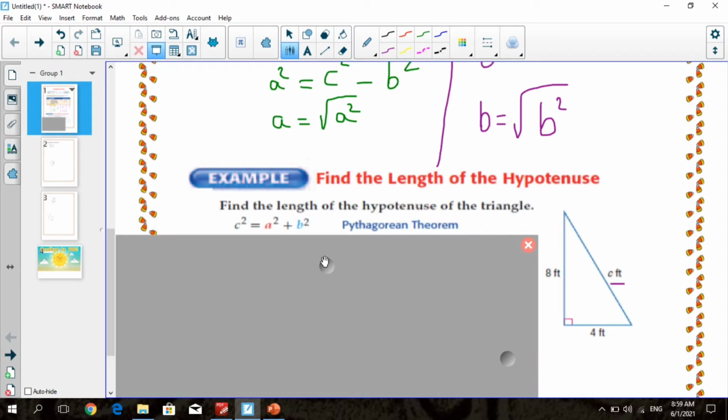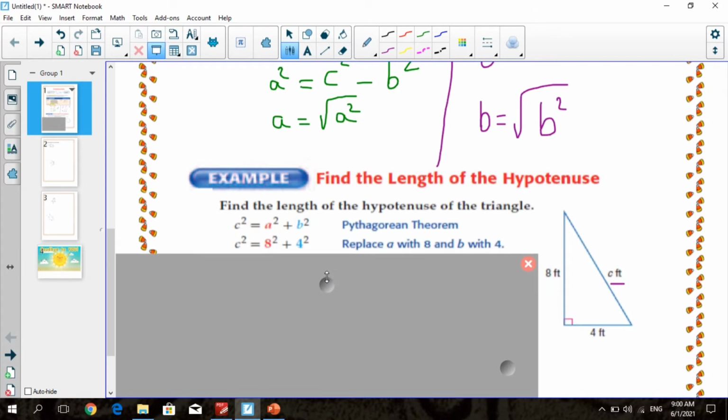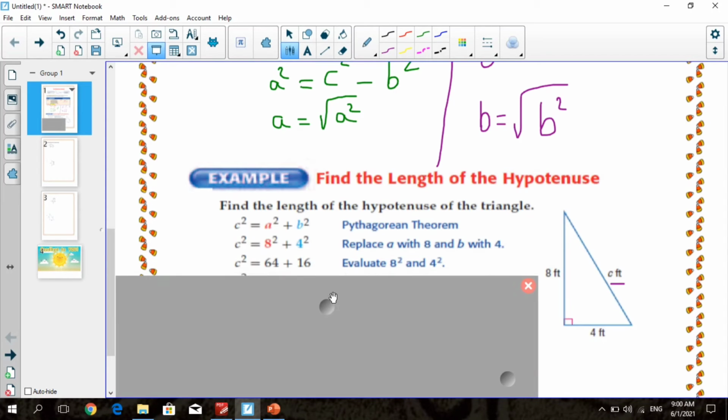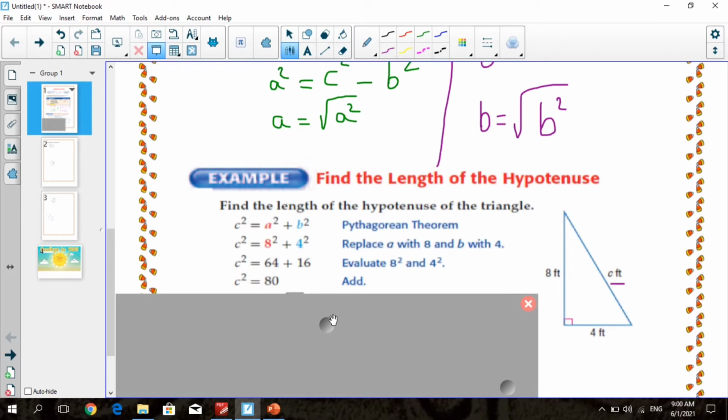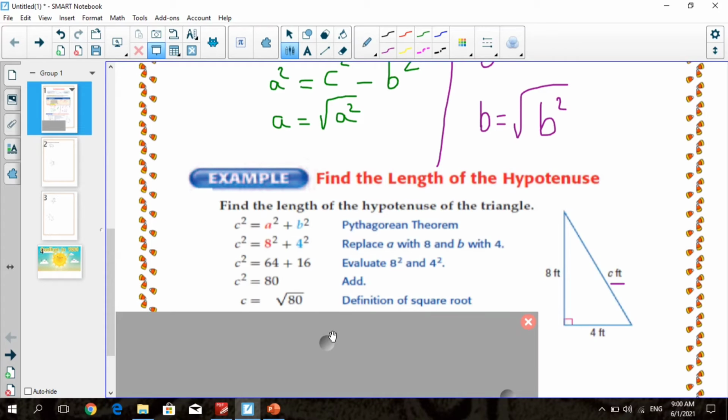Okay, now all we have to do is replace each letter with its number. So C power 2 will equal A squared plus 4 squared. Now let's get the value of each one. A power 2, or A squared, equals 64, plus 4 squared equals 16. So now C squared equals 80. But we want to find the value of C, the length of the hypotenuse. So the hypotenuse, or C, will equal the square root of 80. Okay, habibi? You got it? That's great. Let's see the next question.